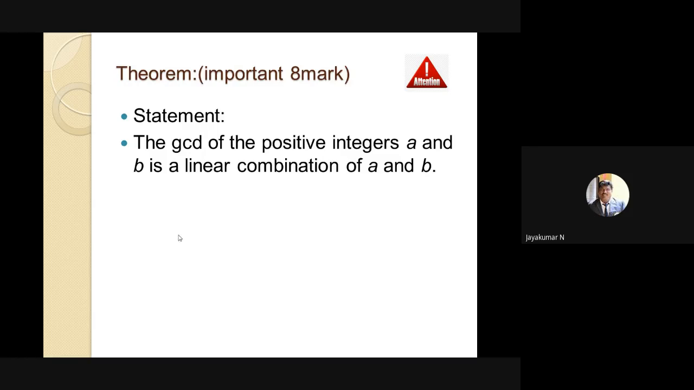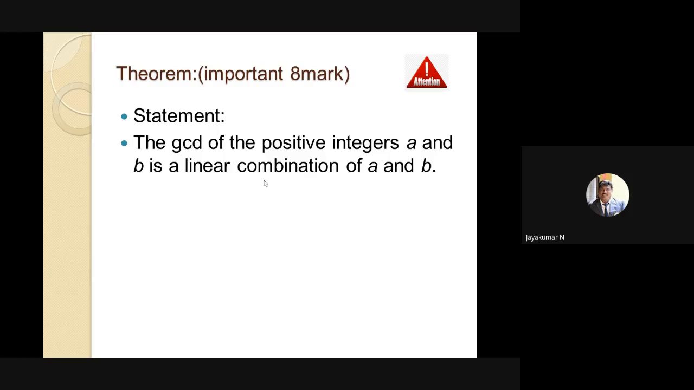The statement is: the GCD of two integers a and b is a linear combination of a and b. You know what we mean by GCD of a and b. The GCD is a number, and that number is represented as a linear combination of a and b. So GCD of a and b is nothing but a linear combination of a and b. This is an important theorem.